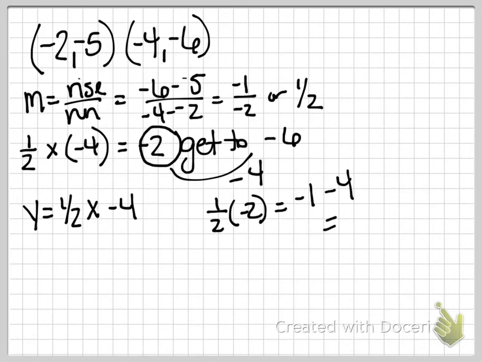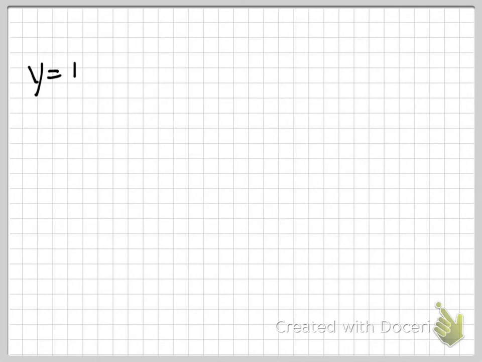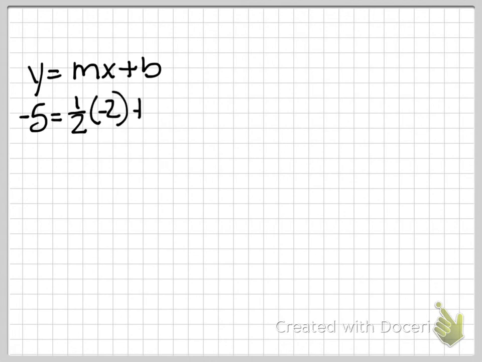Now I'm going to check it with the other point. So I'm going to say half of negative 2 is negative 1. Minus 4 is negative 5. And according to the point, if I use negative 2, I should have gotten negative 5. So I know that I've got the right answer. Also, a side point is, if you don't get it working for both points, that means you've done something wrong in your slope. So go back and check your signs.